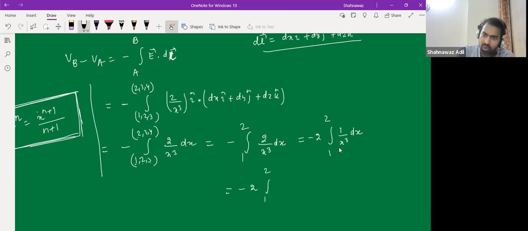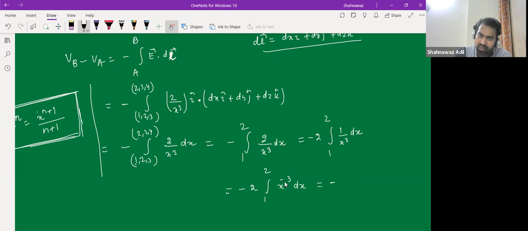So 1 over x cube, so this is x square by 2. So this is x minus 3 dx. So there would be some minus sign, right? Yes. So the answer is correct, but there would also be a minus sign.